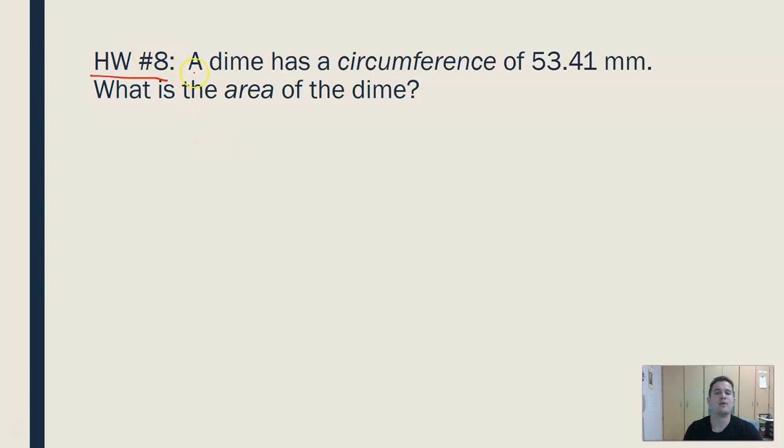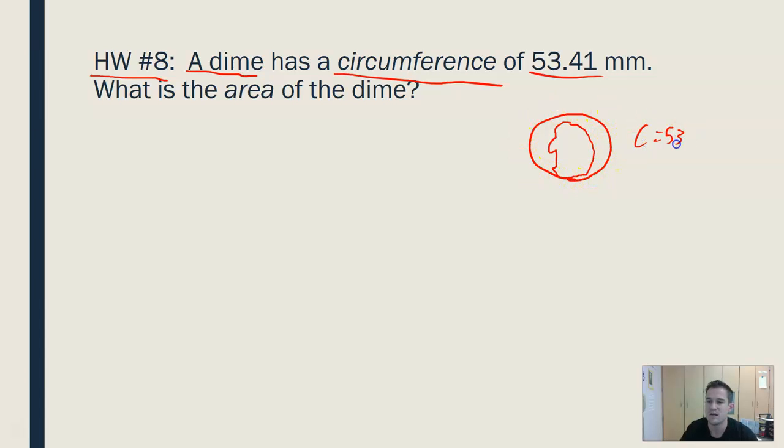So homework problem number 8 says a dime has a circumference of 53.41 millimeters. What is the area of the dime? So let me draw my dime here real quick. Here's the dude. Oh gosh, I'm not even going to try to draw a face. So bad. That was pretty good. Okay, so the circumference, or the distance all the way around the outside of this circle, is 53.41 millimeters. And I want to find what the area of that dime is.